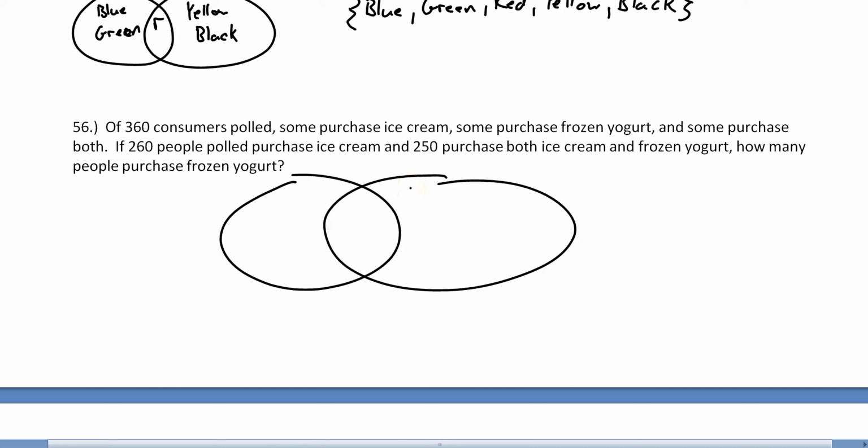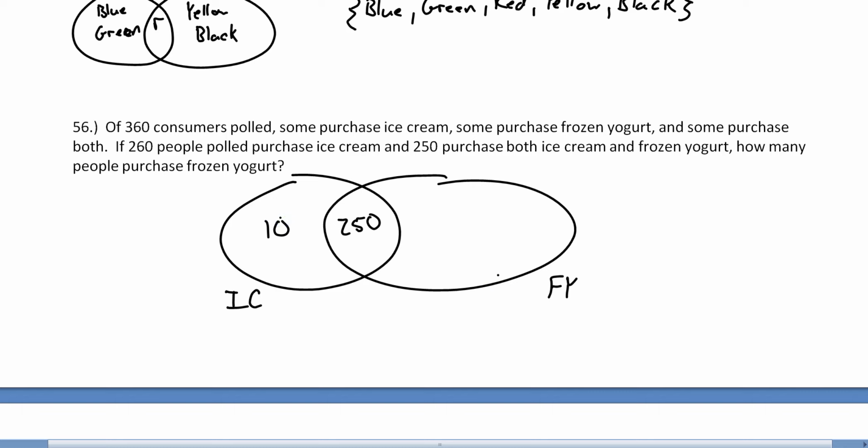And here's the thing, the first thing we start with is the 250 that are in both of these. So we've got our ice cream people and our frozen yogurt people over here, okay? And so when we look at this, if there's 250 people in the overlap, notice it says that there's only 360 people total. The other thing it tells me is 260 people purchase ice cream. Now here's the thing, those 250 that are in the overlap, they purchase ice cream, so that's part of that 260, which means in terms of only ice cream, there's only 10 left over here, okay?